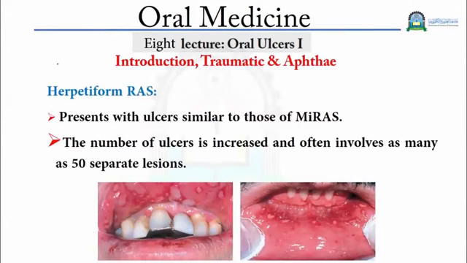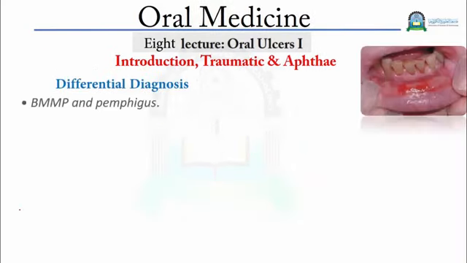Herpetiform ulcer is the third type of recurrent aphthous stomatitis, which we call herpetiform due to its clinical similarities with herpes infection. The number of ulcers increases, often involving as many as 50 separate lesions. So this is a minor or herpetiform aphthous stomatitis, as we see in these clinical pictures.